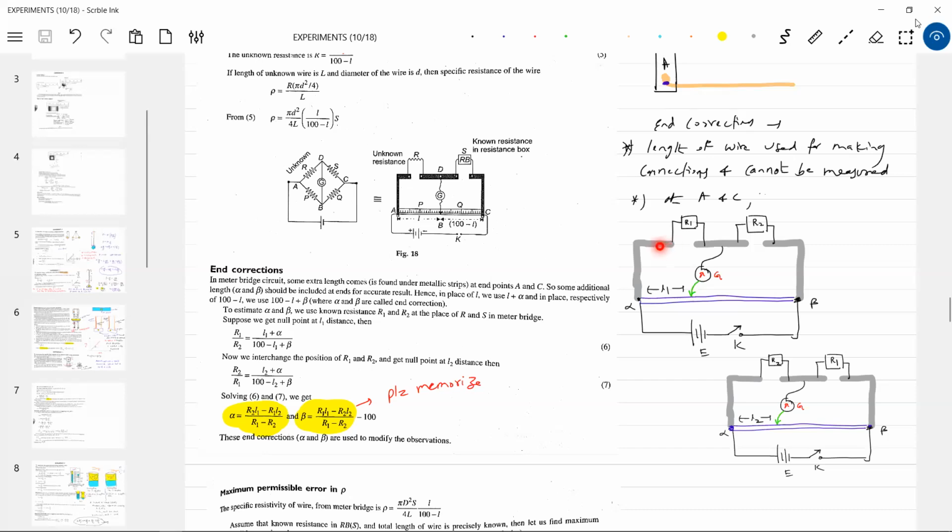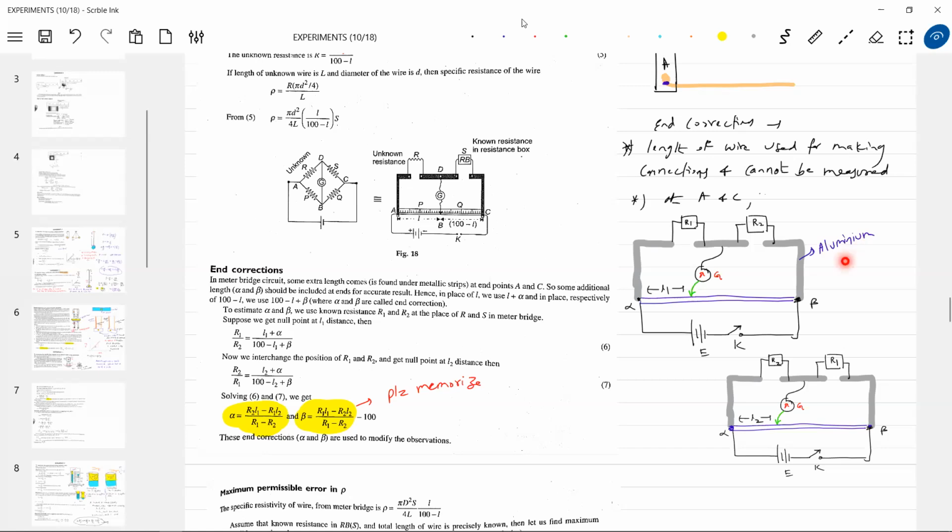So end correction is not due to this strip. What should be the condition for this strip? This will be a metal strip. They should be made up of aluminum. Why aluminum? Because it will have less resistance compared to any other metal we have, copper or other things. So these are aluminum strips. And the resistivity rho equals R A by L.